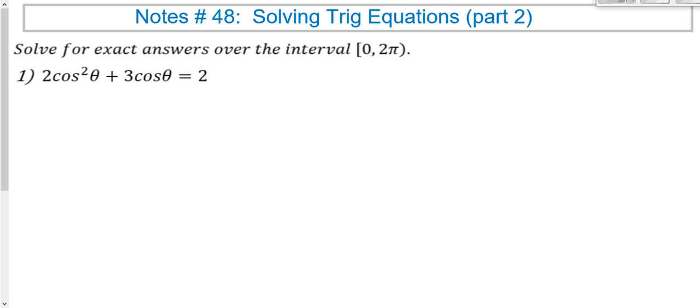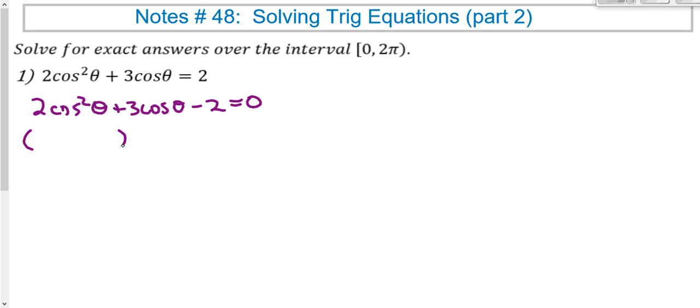So we're going to start off where we left off last time, which was in solving a trigonometric equation that is a quadratic in disguise. So let's write this one down. 2 cosine squared theta plus 3 cosine theta equals 2. So if we're going to solve it by factoring, we need to get everything over to one side. So we have 2 cosine squared theta plus 3 cosine theta minus 2 equals 0.